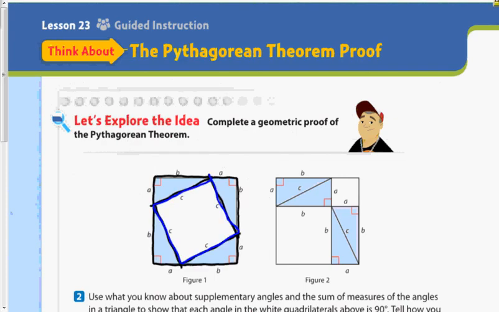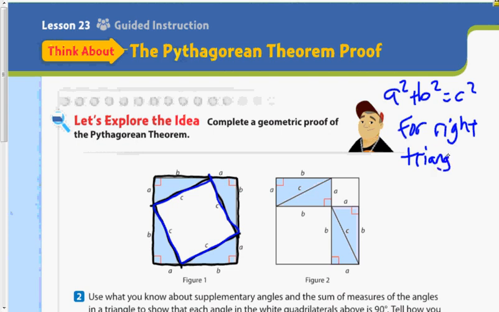All right, on these two pages, we're going to prove the Pythagorean theorem. We're going to prove that a squared plus b squared equals c squared for right triangles. And we're going to prove it two different ways. We're going to prove it geometrically, which is with the shapes. And then on the next page, we're going to prove it algebraically with letters and symbols and operations, so like adding, subtracting, multiplying, dividing, that sort of thing.